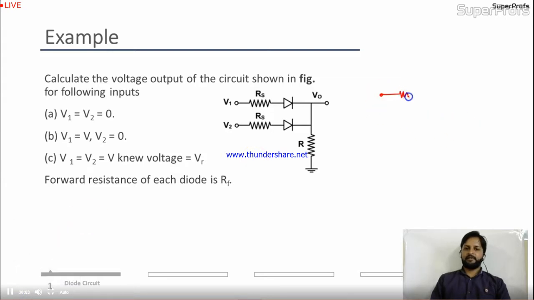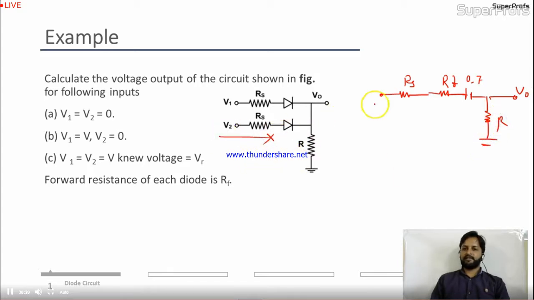So your circuit will become RS. This is the diode resistance RF. The potential offered by diode is 0.7. Over here V0, and this resistance is R. What about this circuit? This circuit is a dead circuit. Your condition is like this. In this case, how will you find out the V0?